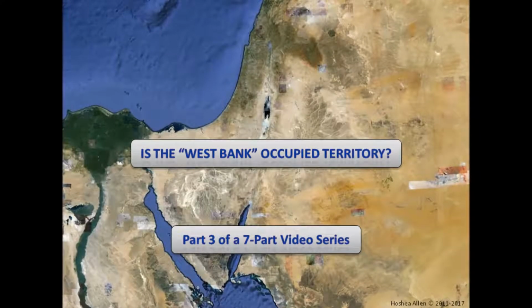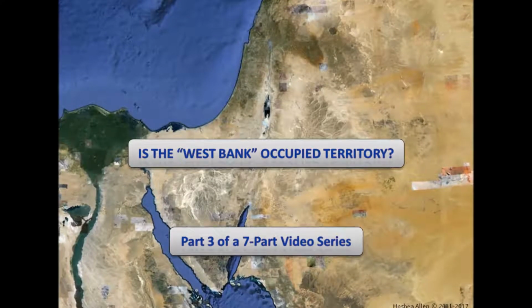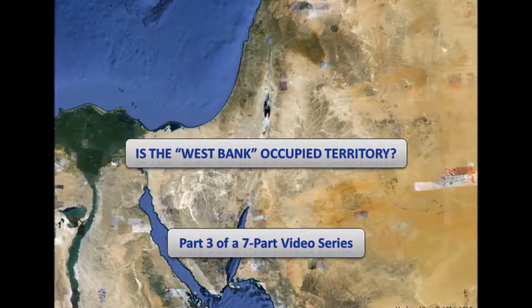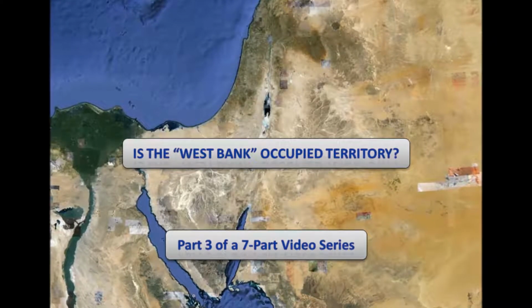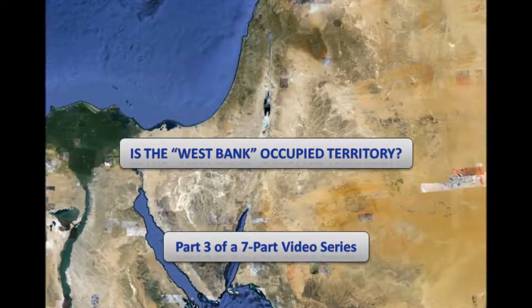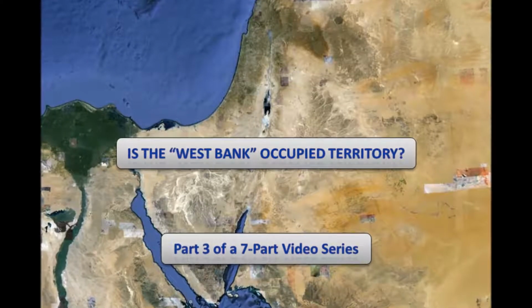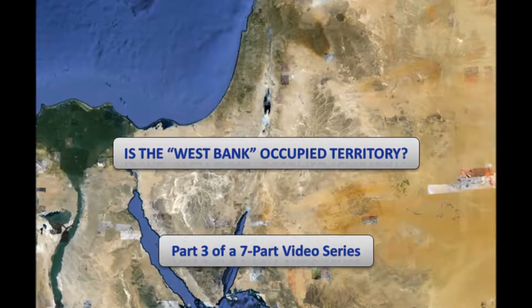Many in the international community today believe that the West Bank is illegally occupied by the State of Israel. In this 7-part series, we examine this assumption and will determine what international law has to say about it.